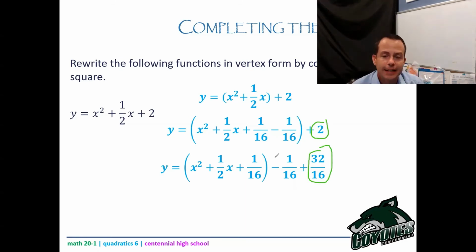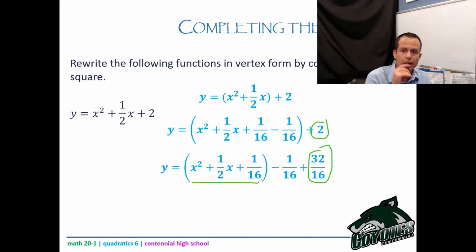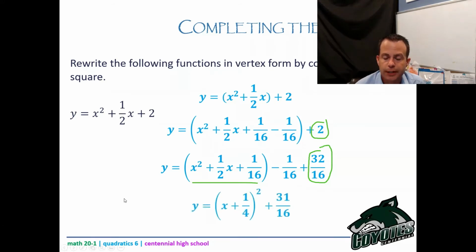And then here, I got to factor this down into a binomial squared. Again, the first term is x. The last term has to be the square root of 1 over 16, which is 1 over 4. And then the sign in the middle will be the sign in the middle, which is a plus. So we end up with x plus 1/4 all squared plus 31 over 16. Do not write these as decimals. Okay, good. Let me just clear that ink.